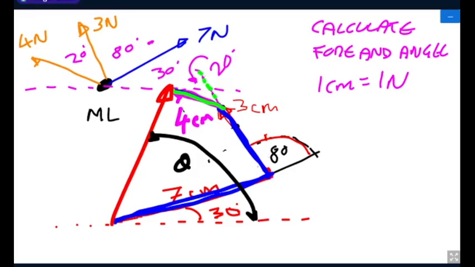Everybody all right? Right, it's just a bit tricky. Make sure you get the angles right.